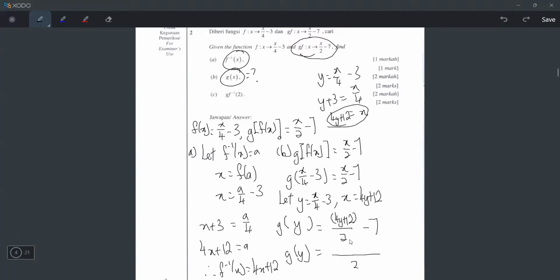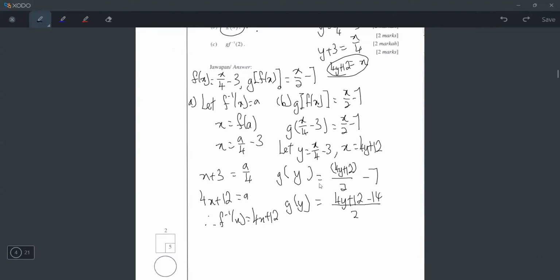So you can take this, the 7 times 2, so you get 4y plus 12 minus 7 times 2 is 14. And then I will get my g(y) is equal to (4y + 12 - 14) over 2, which is negative 2 over 2. And I realized that I can actually separate it like this. So it becomes 4y divided by 2, 2y. Negative 2 divided by 2, negative 1.